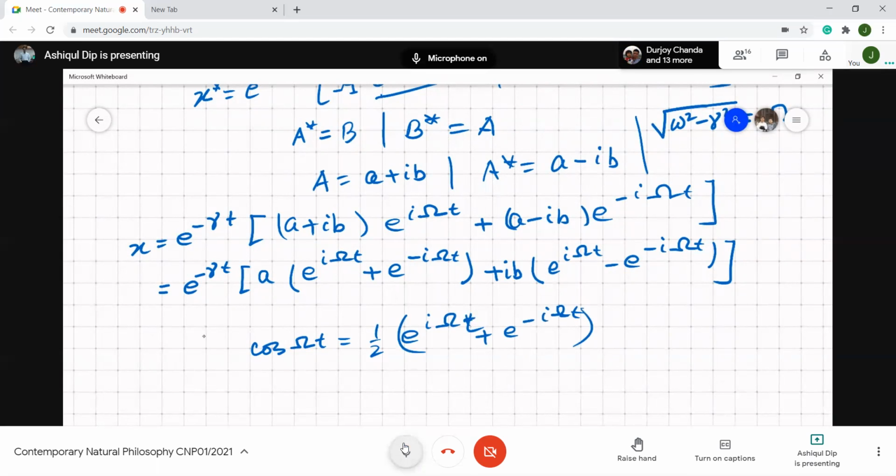So you multiply this thing by a 2 and divide this thing by a 2, right? Do the same trick over there as well. So we know sine omega t equals 1 over twice i, e to the power i omega t minus e to the power minus i omega t.